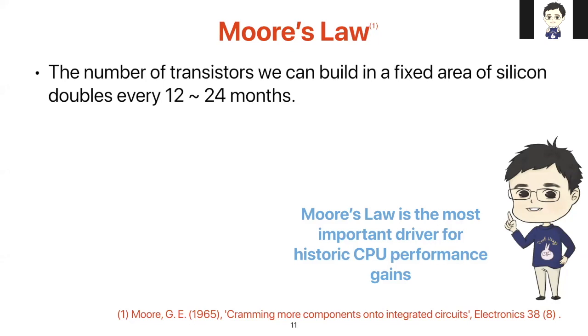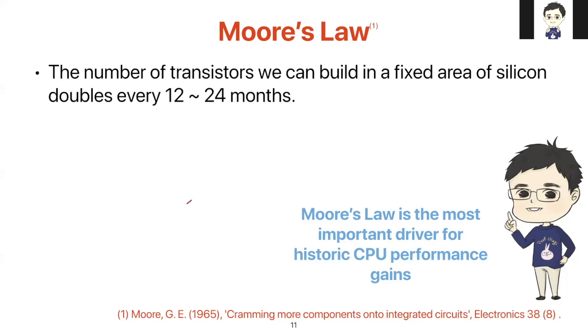And the thing is that the cost is even lower and lower because within the same silicon die area, we can increase the number of transistors. We can double the number of transistors every 12 to 24 months. So this is Moore's law.